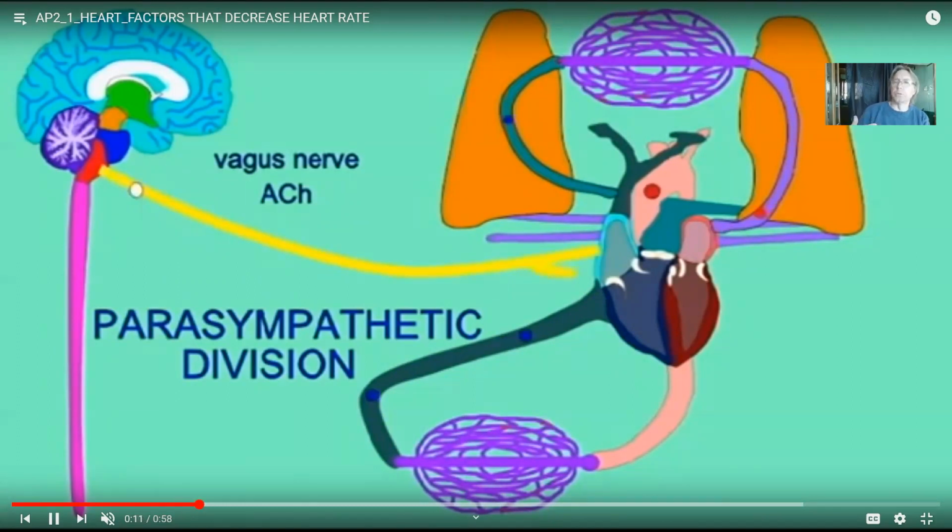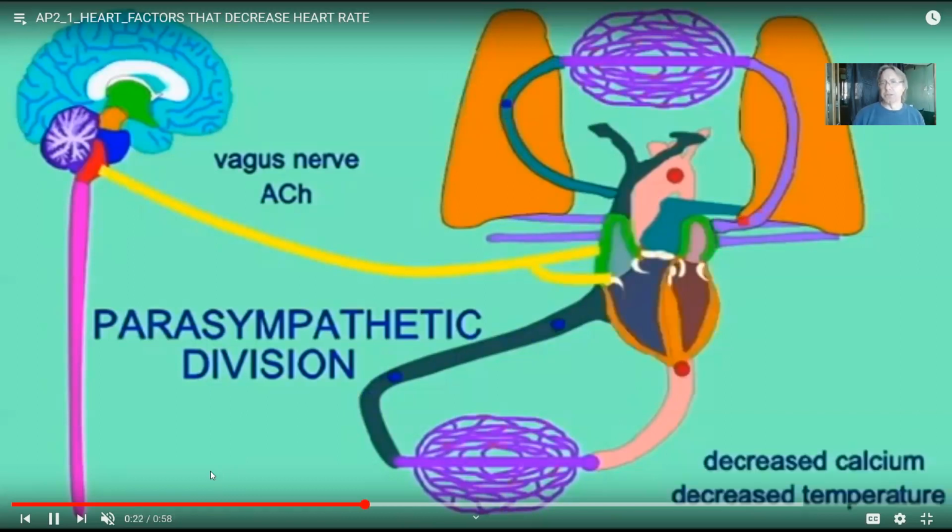And so also those other items. If we don't have proprioceptor activity because we're not moving around so much, if our temperature goes down, if our blood calcium goes down, all of these will decrease heart rate.